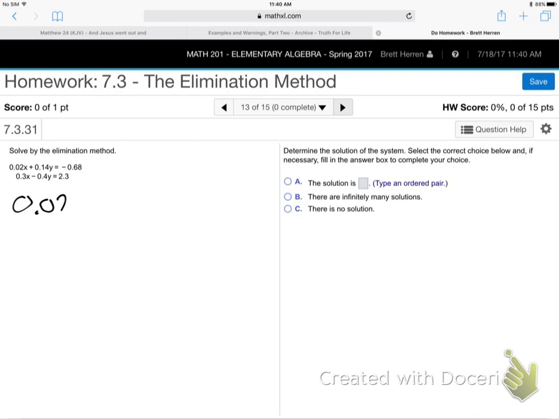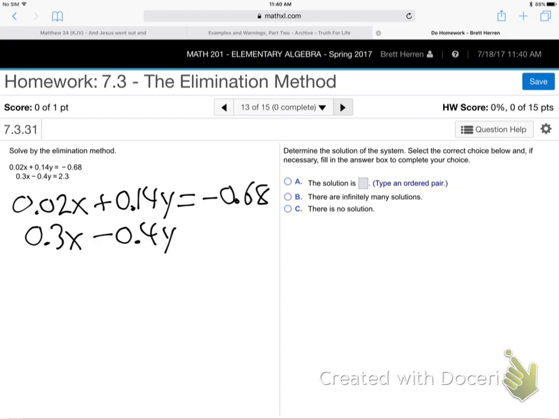So 0.02x plus 0.14y equals negative 0.68, and then 0.3x minus 0.4y is 2.3. Look at all them decimals everywhere. Let's get rid of them. Right? If the problems start with fractions or decimals, get them out of there. That's basically always my plan. So if it starts with fractions or decimals, get them out of there. This one starts with decimals. Let's get the decimals out of there and just make them into normal whole numbers.